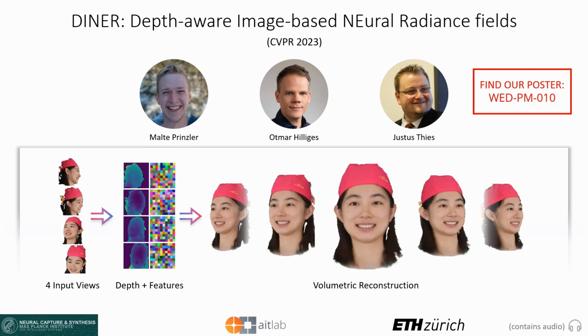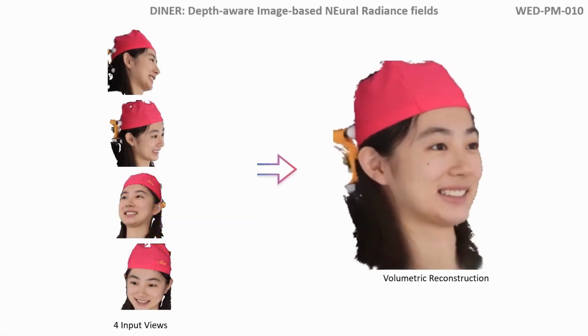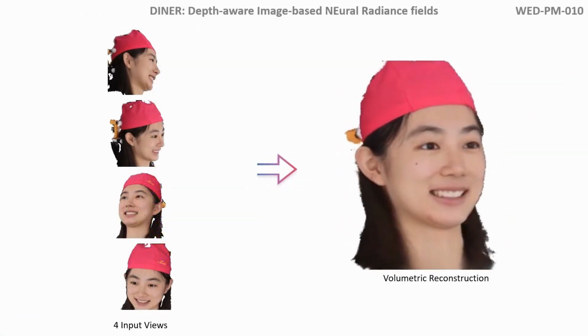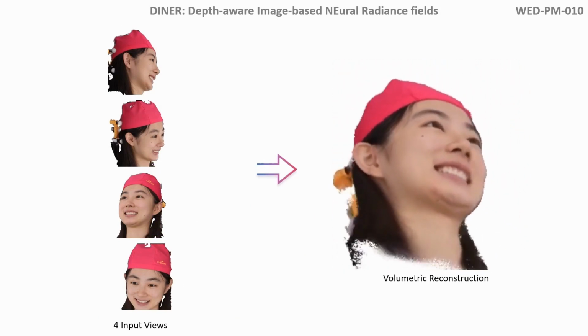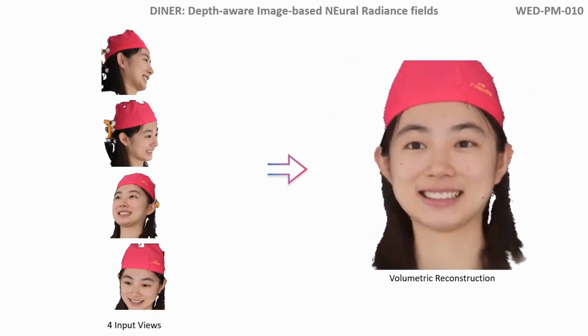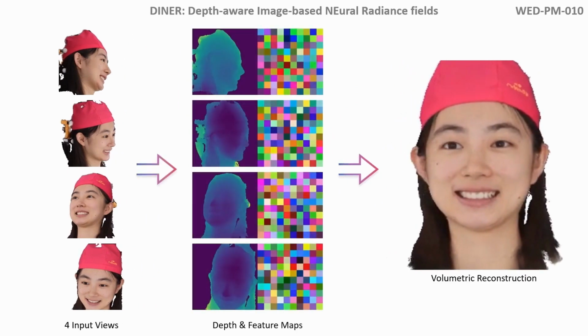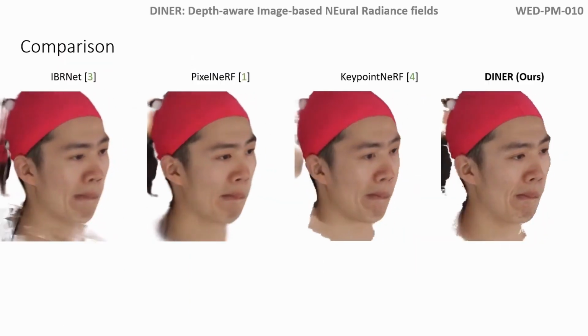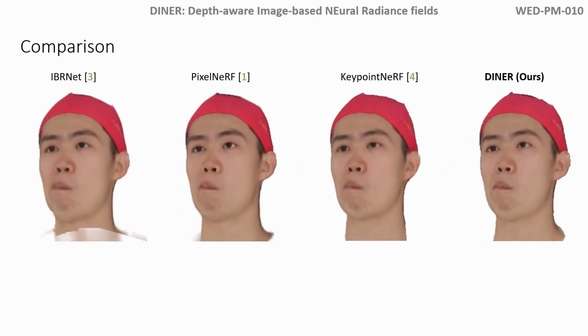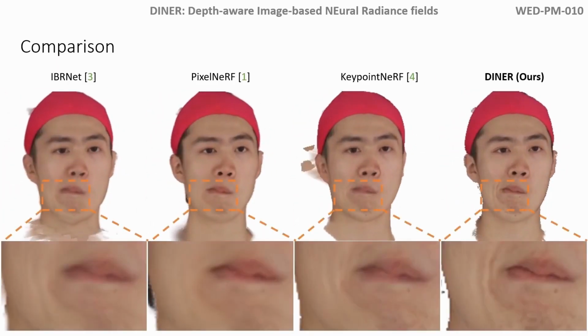We present depth-aware image-based neural radiance fields, short DINER. Given only 4 input images, we predict a volumetric scene representation that allows us to render the scene under novel views. Specifically, we predict depth and feature maps from the input images and propose novel techniques to use that information during rendering. Compared to other methods, DINER synthesizes also extreme facial expressions more faithfully and reconstructs fine details better.